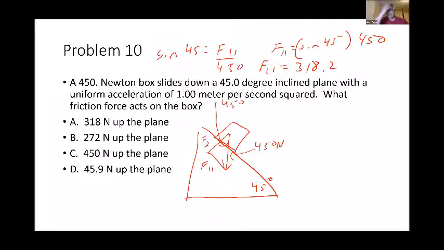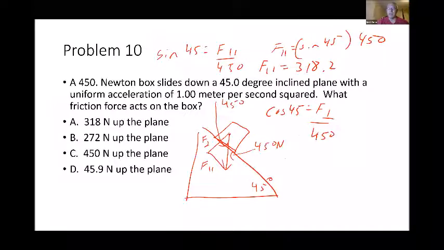Turns out for right now, we don't need the perpendicular component. We'll need it in a minute, so let's go ahead and find it while we're here. The perpendicular component is the adjacent side to our angle, so we'll use cosine to find it. It's going to be F perpendicular over the weight, and we're going to get the same value because the cosine and sine of 45 are the same. So F perpendicular equals 318.2 newtons.